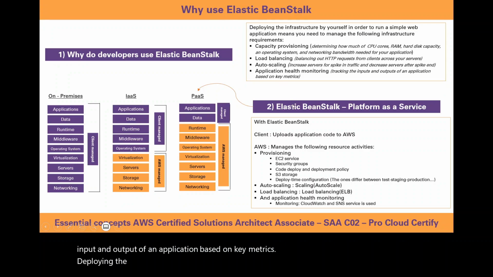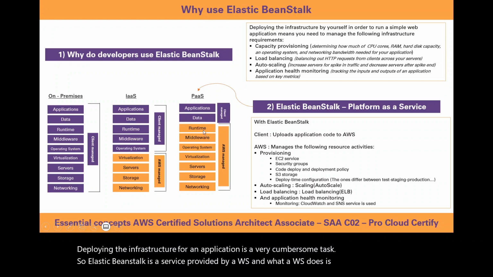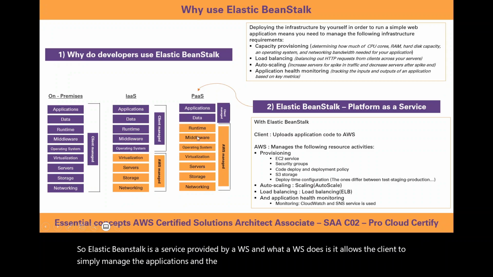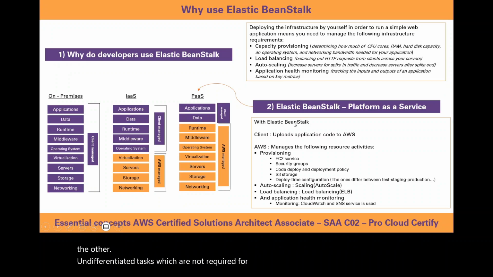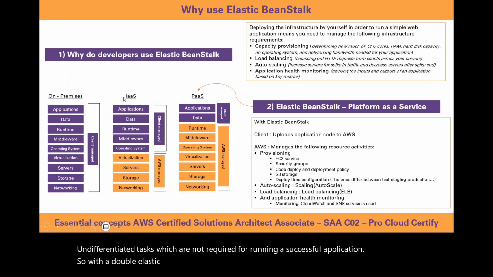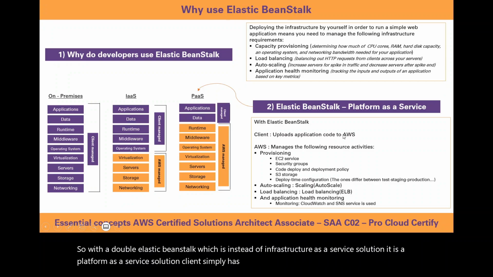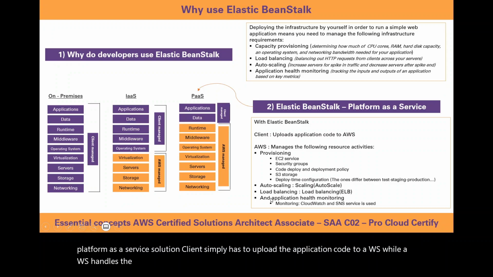So Elastic Beanstalk is a service provided by AWS. What AWS does is it allows the client to simply manage the applications and the data, while AWS manages all the heavy lifting of all the other undifferentiated tasks which are not required for running a successful application. So AWS Elastic Beanstalk, instead of being an infrastructure as a service solution, is a platform as a service solution. The client simply has to upload the application code to AWS, while AWS handles the heavy lifting of provisioning, autoscaling, load balancing, and application health monitoring.